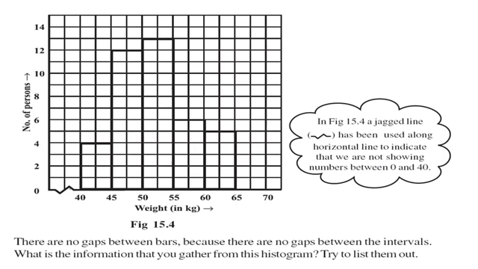So how to show this? See, we are not starting with 0, so we have to give a kink. You can say a jagged line or a broken line.